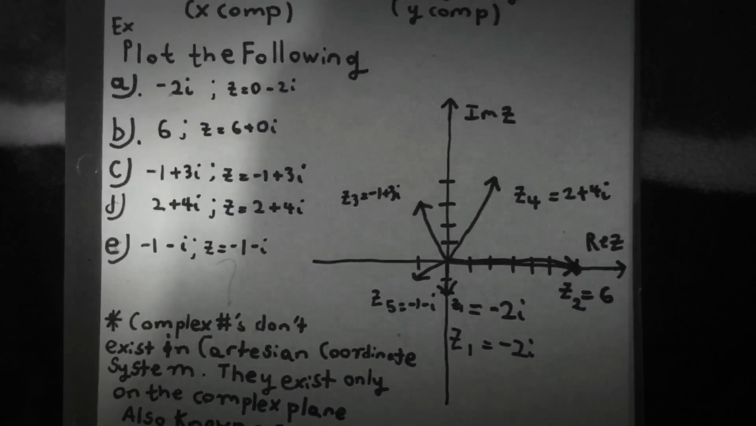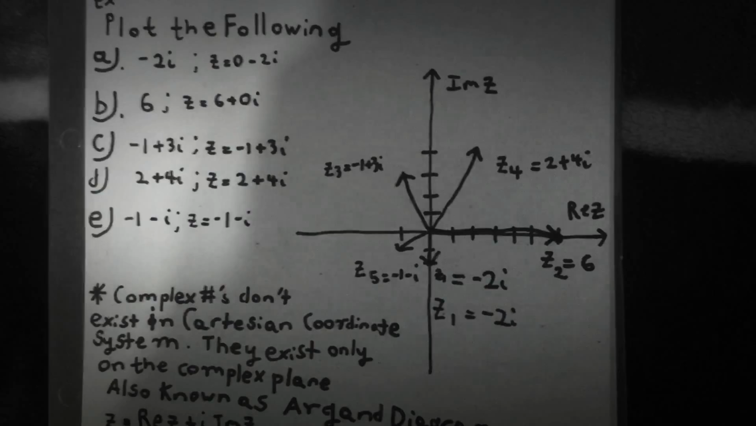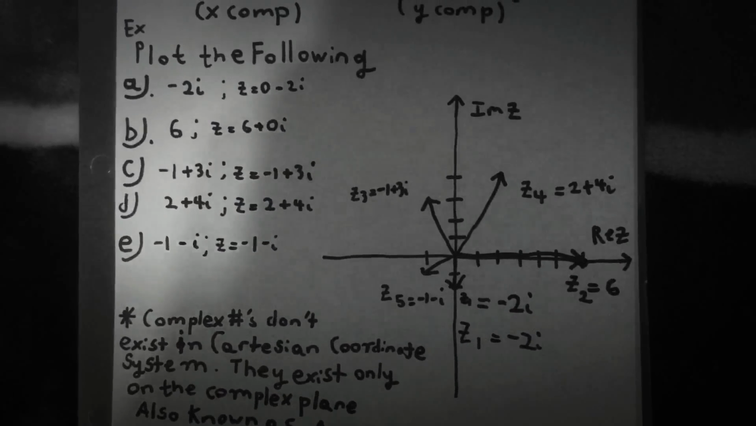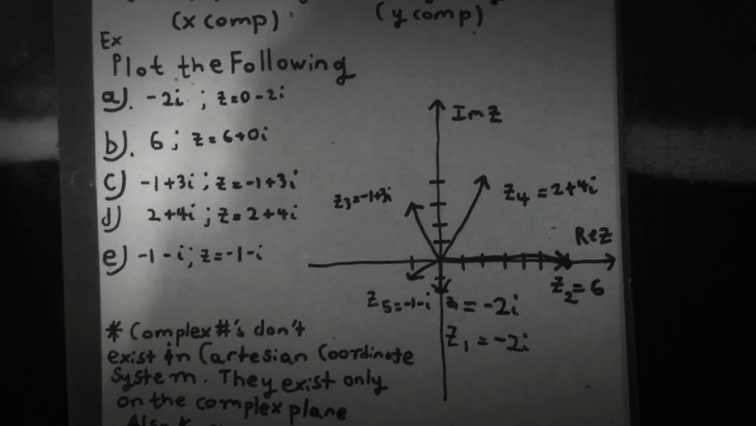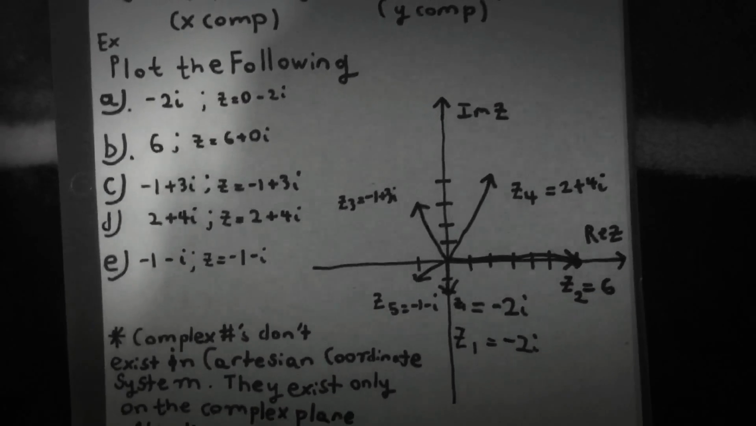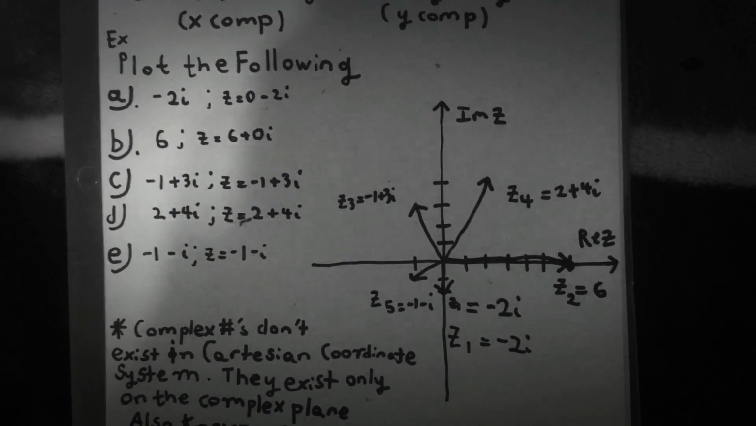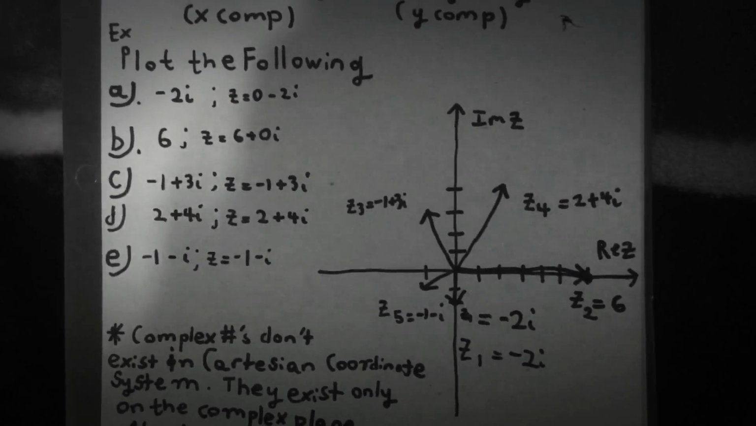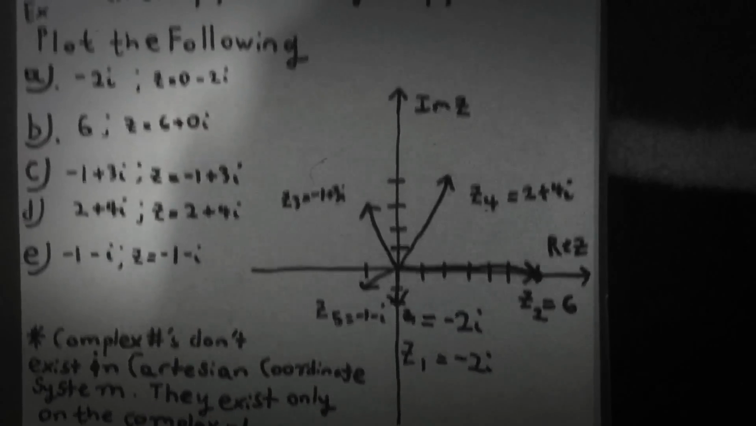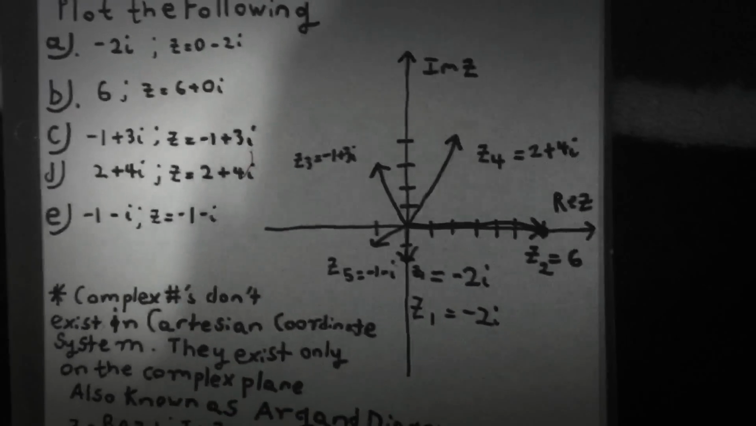Now, negative 2i is drawn down below in the complex plane. z1 is equal to minus 2i, so it's going 2 units downward in the negative direction. Now for part b you have 6. Go 6 units right in the positive direction. z2 is equal to 6.